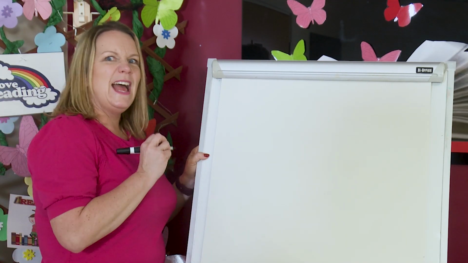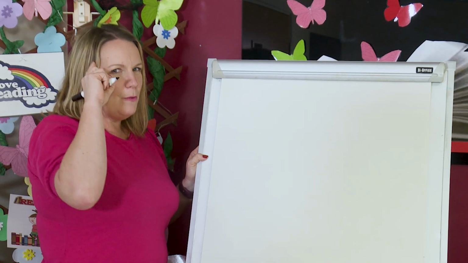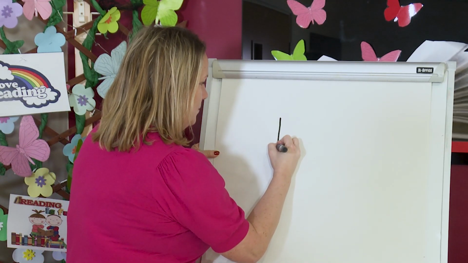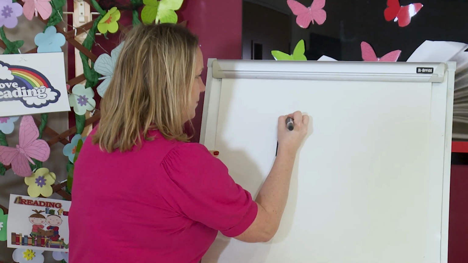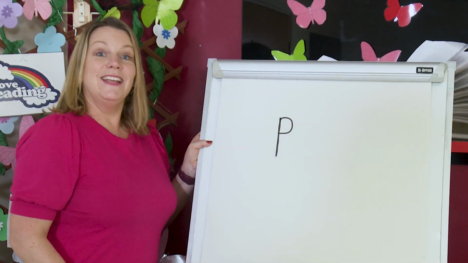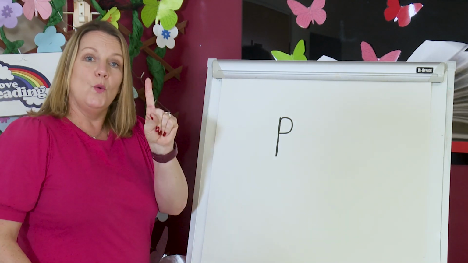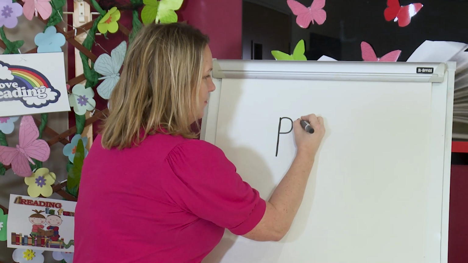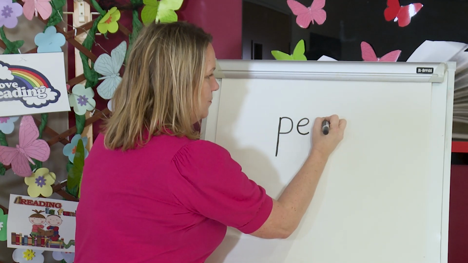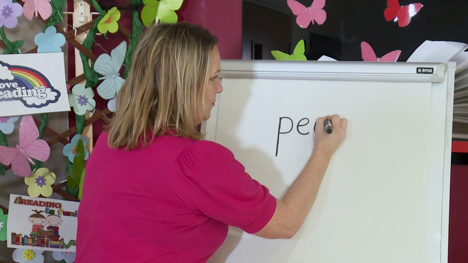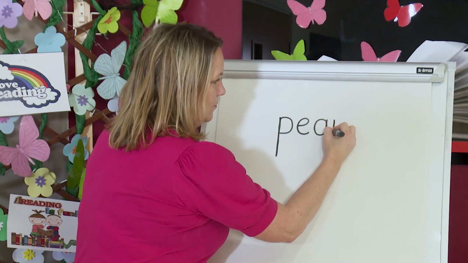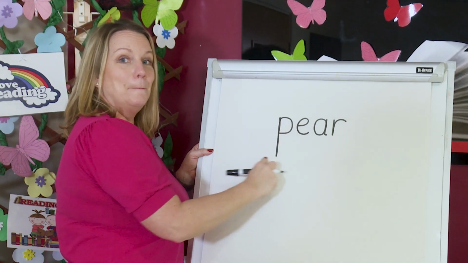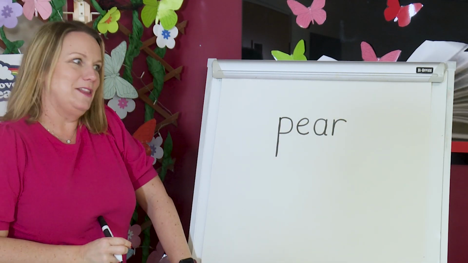Watch me write pear, as in the fruit. I need to remember those 2 sounds. P. Air is a trigraph. 3 letters, 1 sound. So I need to write 3 letters. Pear. P, air, pear. Okay, let's hide the word.